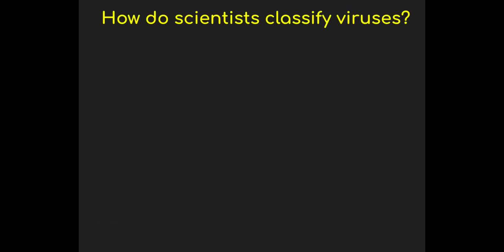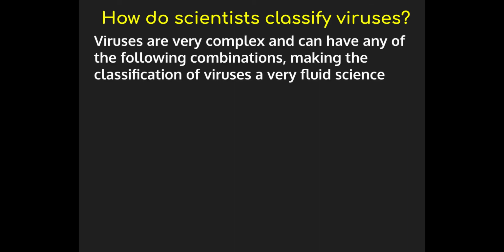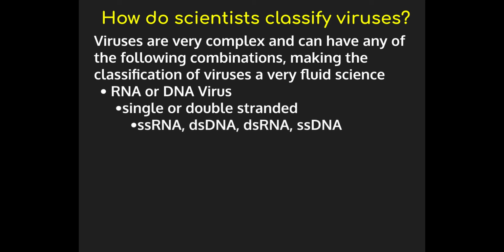So how do scientists classify viruses? Viruses are so complex that there's not one way to classify them, but the main ways they are categorized or identified is if they're an RNA or DNA virus. Now, something really unique about viruses is the RNA can be double-stranded, the DNA can be single-stranded. So there's really 4 basic classifications: single-stranded RNA, double-stranded DNA, double-stranded RNA, and single-stranded DNA.